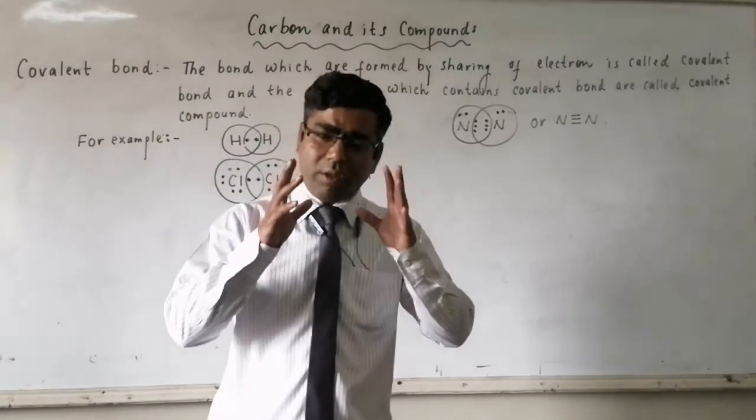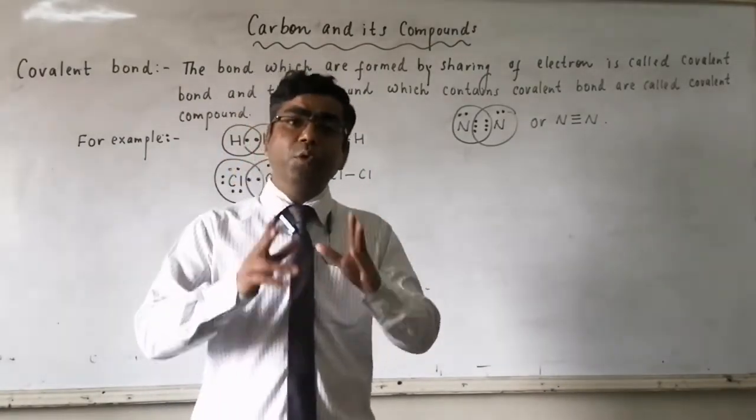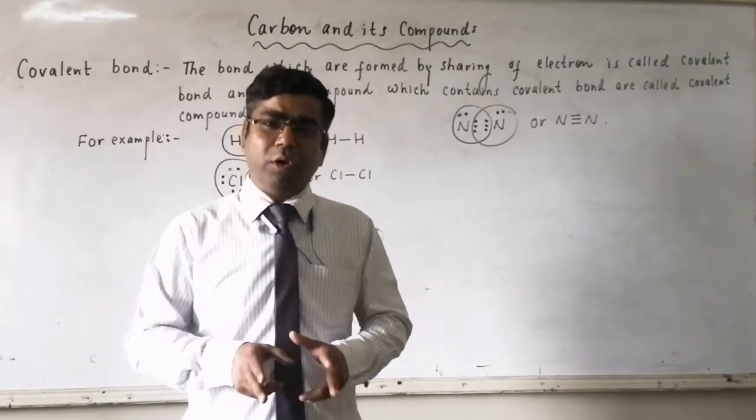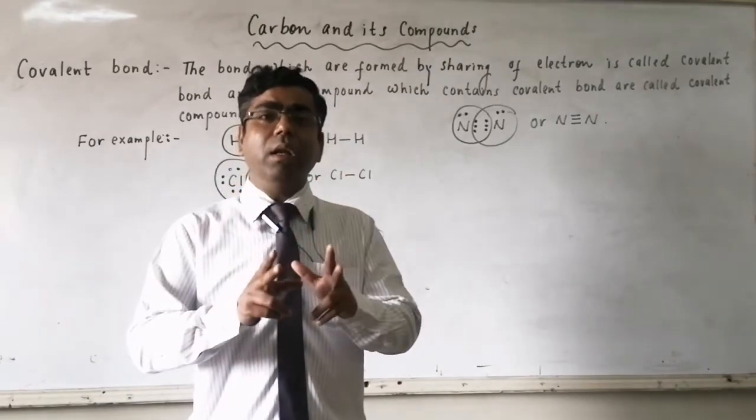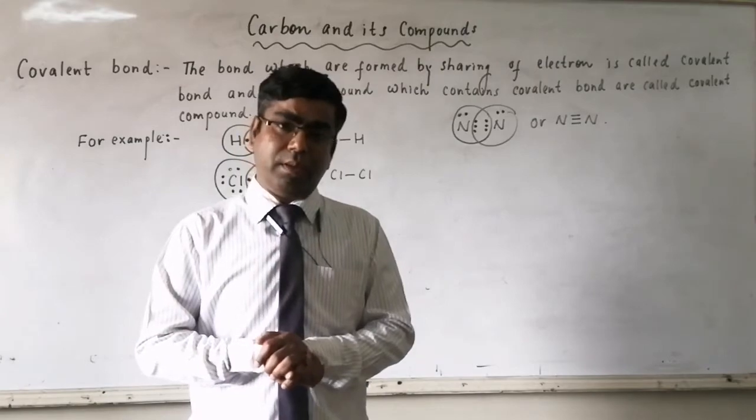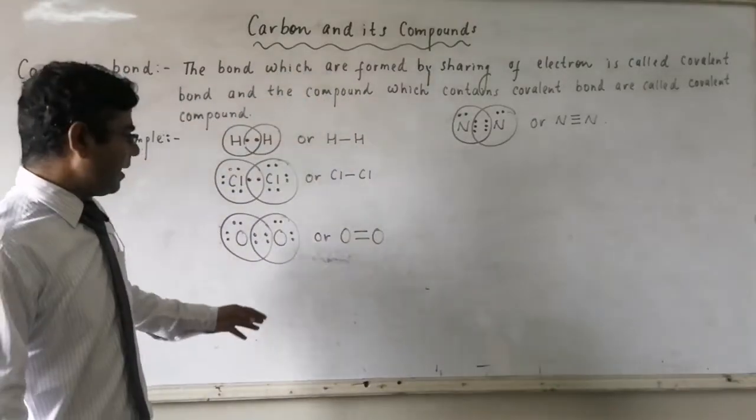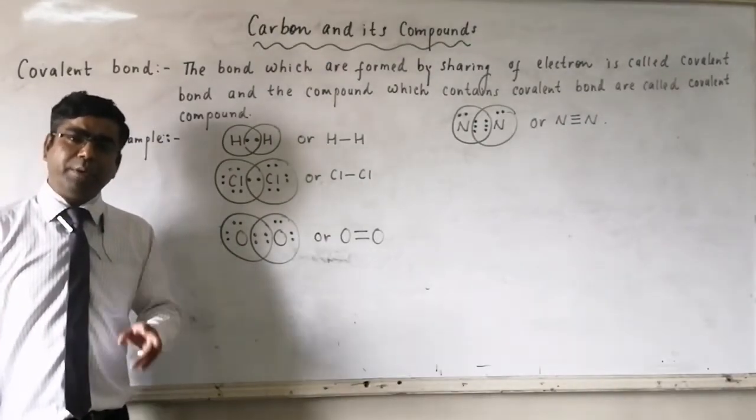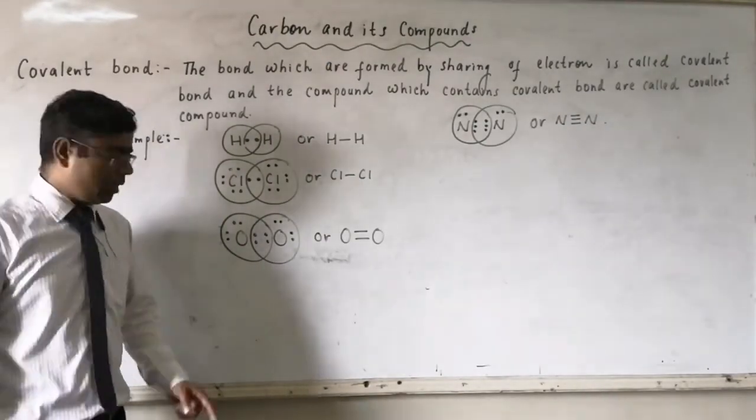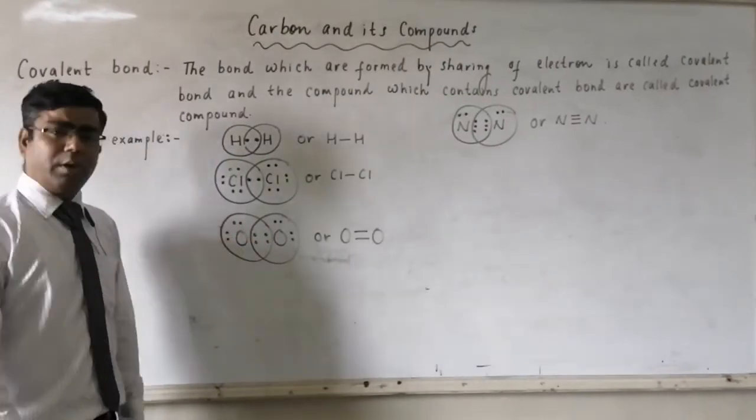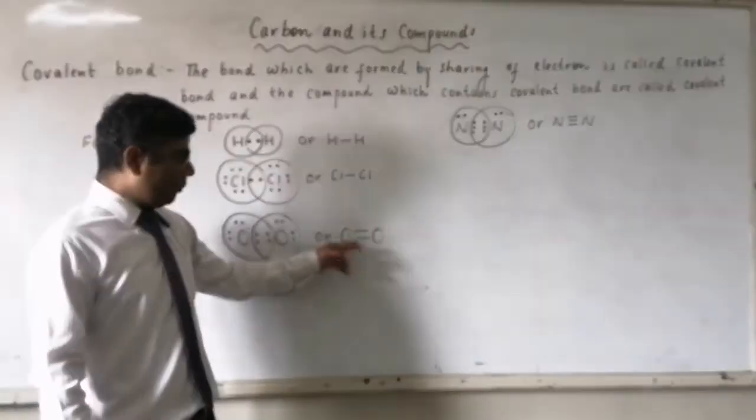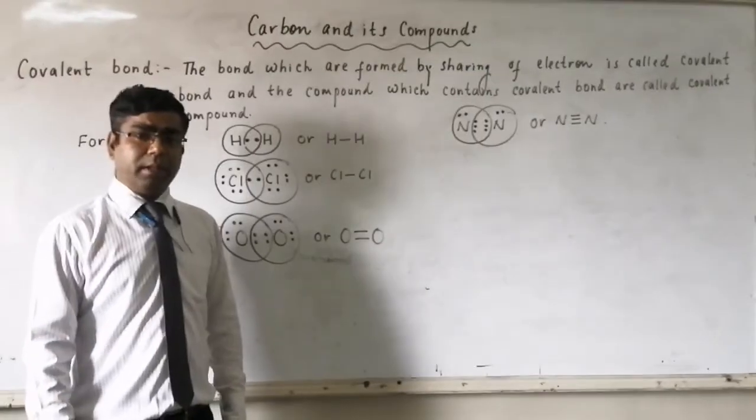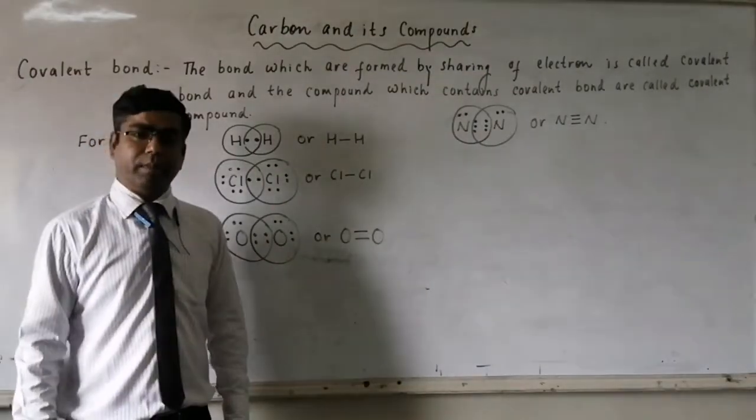So each oxygen atom will contribute 2 electrons for sharing, and by contributing 2 electrons, each oxygen atom will complete its octet. So there will be formation of a double bond between the oxygen atoms, first bond and second bond. So here is the double bond present between the oxygen atoms. It is also called a double covalent bond.